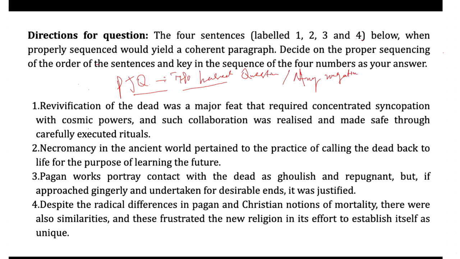question. What does it ask? Here the direction for the question is: there are four sentences labeled 1, 2, 3, and 4 below. When properly sequenced, they would produce a coherent paragraph, and we need to decide on the proper sequencing of the order of the sentences, and key in the sequence of the four numbers as our answer.